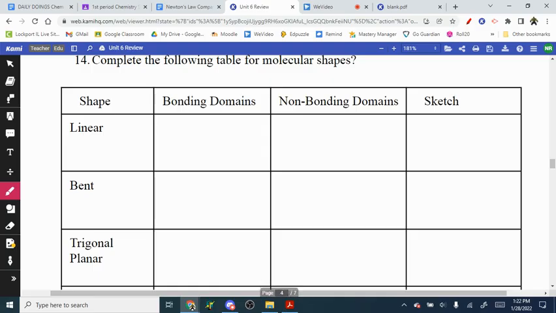All right, so your bonding domains. When you have a linear shape, that means you have 2 bonding domains, 0 non-bonding domains. I'm not going to sketch it out, but the sketch is going to be the 3-dimensional model of that. So linear has 2 atoms bonded to the central atom, 0 lone pairs. Bent is going to be similar to that. It's going to have 2 atoms bonded to the central atom and 1 or 2 lone pairs.